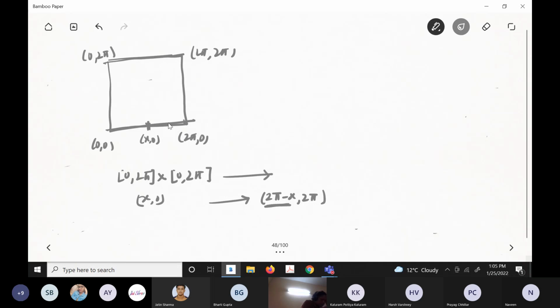The problem here is that I have taken x almost in the middle. If I don't take it in the middle, it will be better. Suppose you take x here, and this is 2 pi. So 2 pi minus x is here. So you are identifying basically this. You're twisting, not straight. If you do it straight, we will get the cylinder. Okay, right? That's what I'm doing.